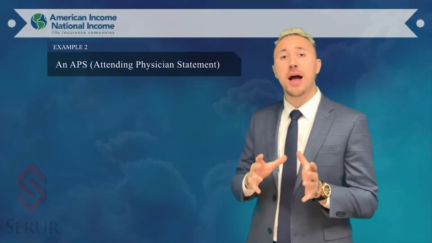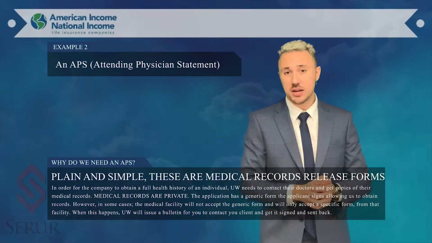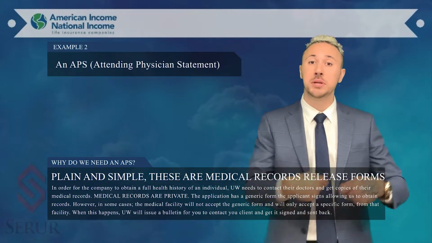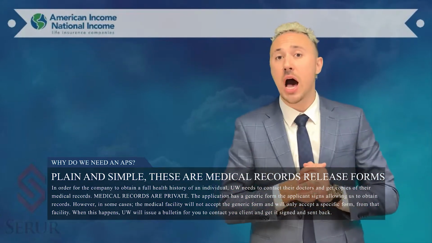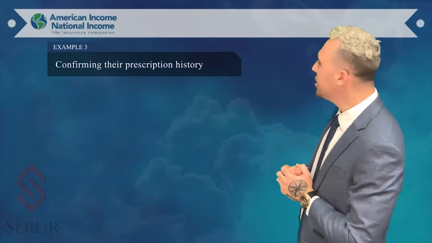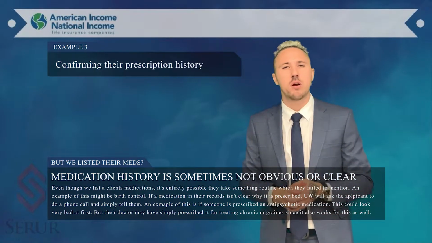Number two, an APS, an authorized physician statement, otherwise known as a HIPAA form. Certain hospitals, certain doctors, certain facilities need their own specific HIPAA form to release the information of the client that you sat with. So it could just be something as simple as calling them up, getting that HIPAA form done over the phone, having them send it back to you. Third would be prescription history, just verifying their prescription history over the phone.